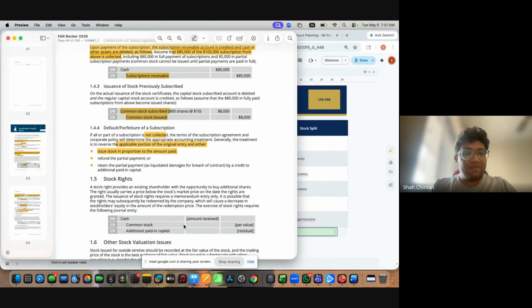चलिए स्टॉक राइट्स एक बार देख लेते हैं. स्टॉक राइट्स क्या होता है? Stock right is an option which gives existing shareholder an opportunity to buy the additional share. This we covered yesterday, if you remember, preemptive shares. So it gives a shareholder an edge to buy the additional share to make sure his weightage in the company remains intact. This right usually carries a price below the stock market price.